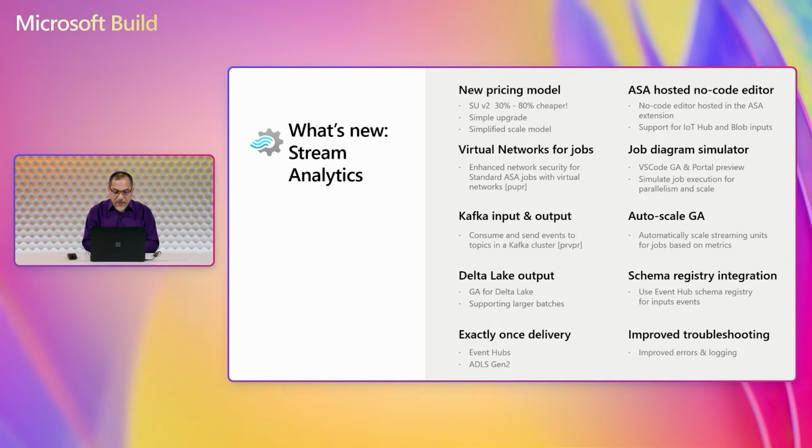Delta Lake output support is going to be generally available. Delta Lake is a common Parquet format that's used in data warehousing. And with Stream Analytics jobs, you can select the output format as Delta Lake, and without any code, we transform it into that format for you. We're also going to be supporting larger batches in that work as well.